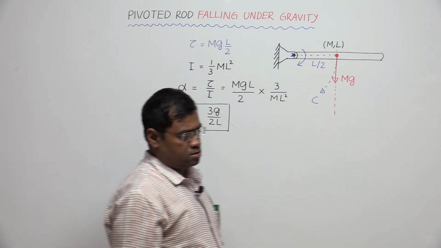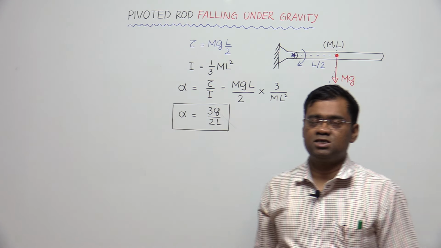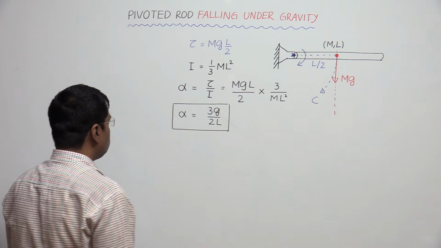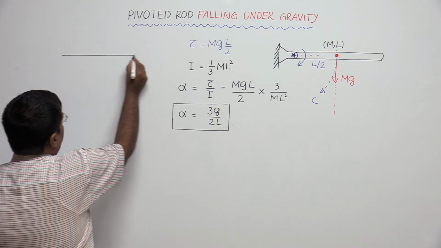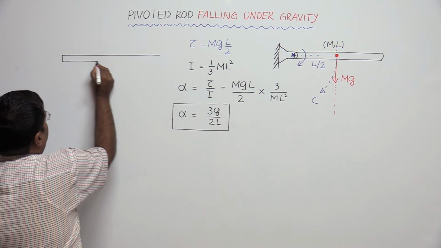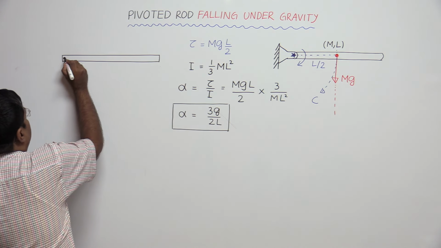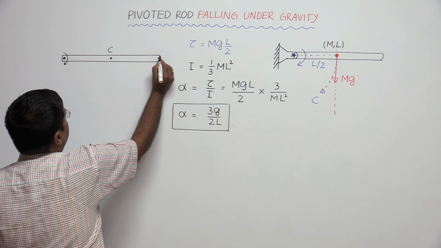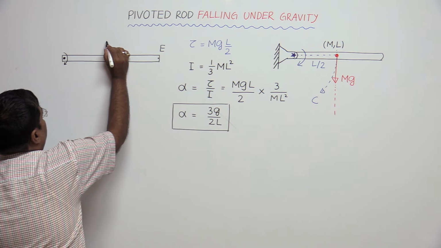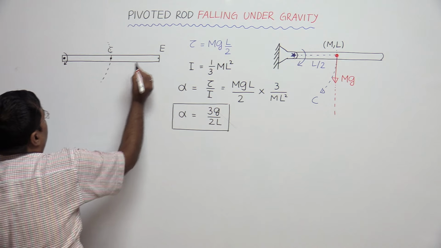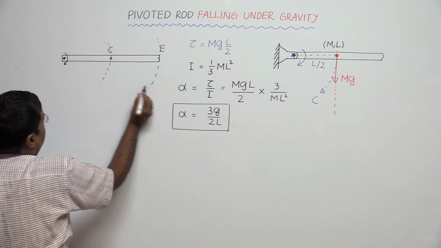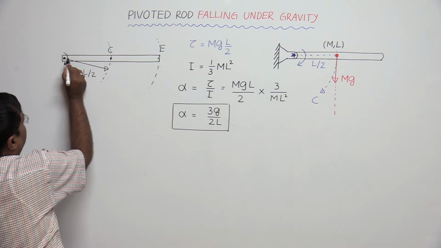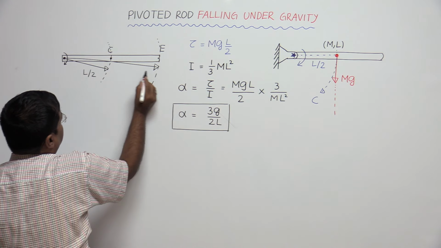Now if someone asks what should be the acceleration of the center and the acceleration of the end point, students, if I draw the rod again, this is the rod and this is the pivot about which it is rotating. We can see the center C and the end point E are going along circles of different radius. What is this radius? For the center it should be L by 2. What is the bigger radius of the end point's circular path? It should be L.